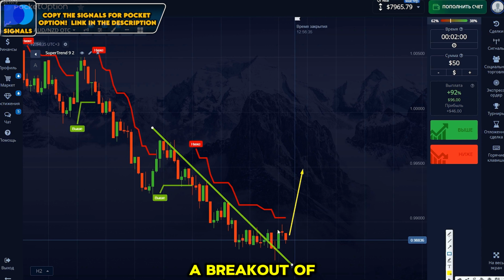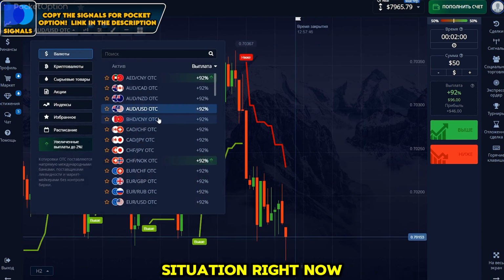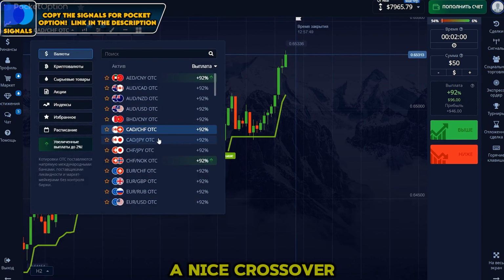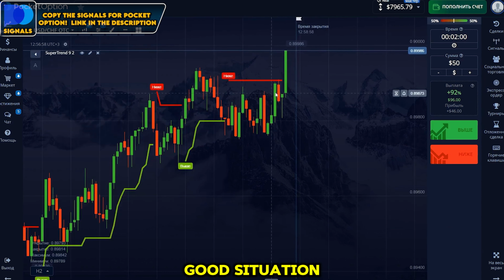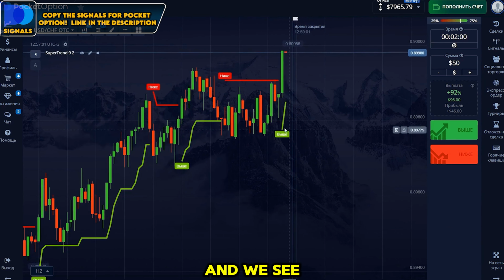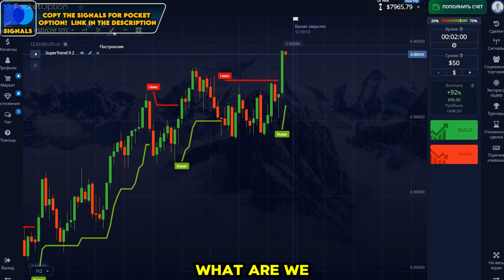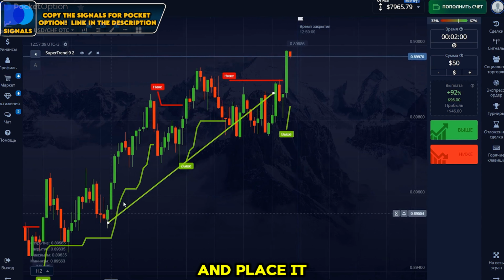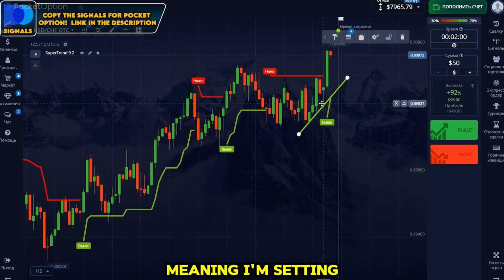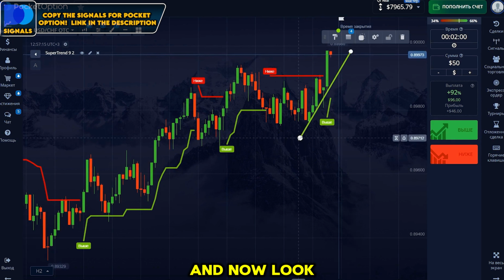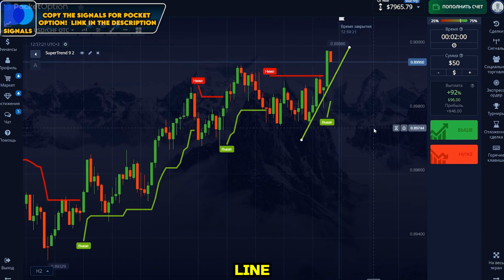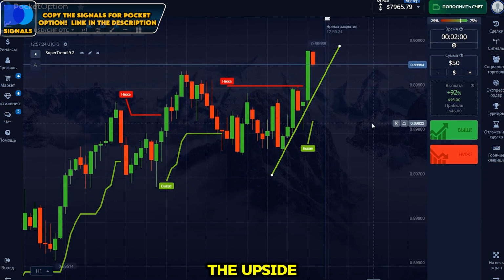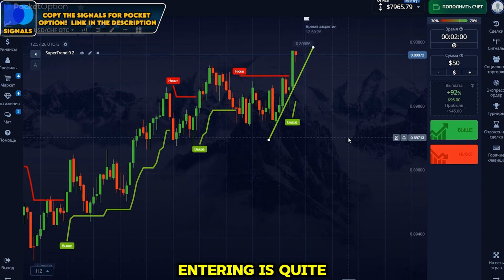We're waiting for a breakout of the red line, and only then can we draw a trend line. Let's find a situation right now where there will be a breakout. Look, a nice crossover, guys. A very good situation, and we see that the signal appeared above. What are we doing now? Now we quickly take the trend line, set it to 4 pixels, and place it according to the last signal, meaning I'm setting an upward trend line. And now look, when the price touches our trend line, we're going to jump in for 2 minutes on the upside.